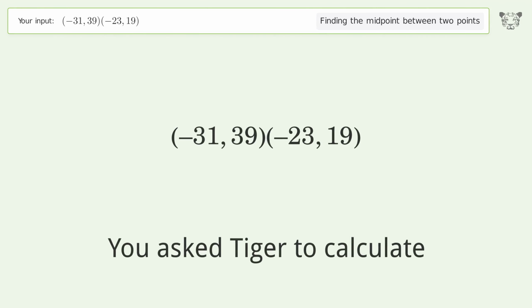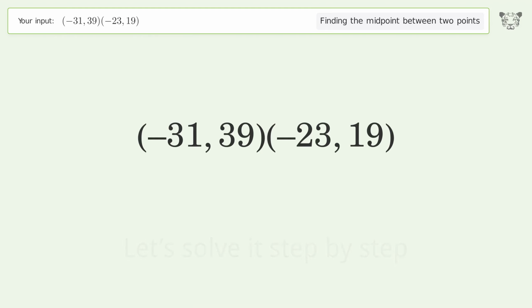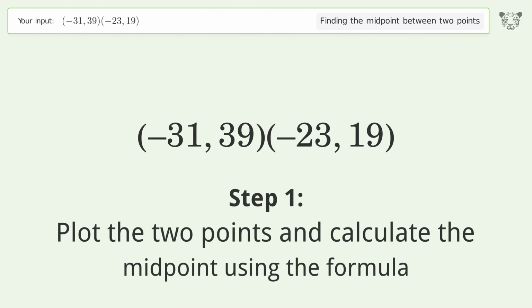You ask Tiger to calculate. This deals with finding the midpoint between 2 points. The midpoint between the 2 points is negative 27, 29. Let's solve it step by step. Plot the 2 points and calculate the midpoint using the formula.